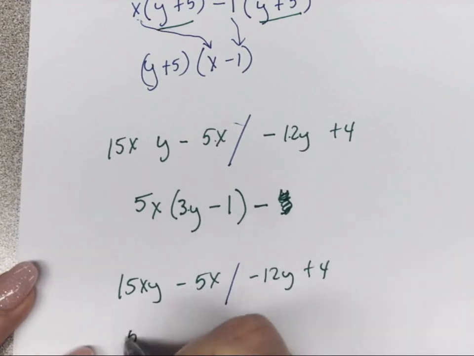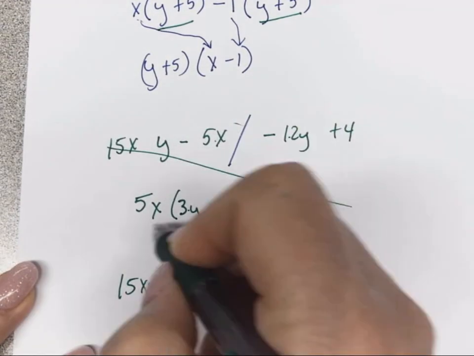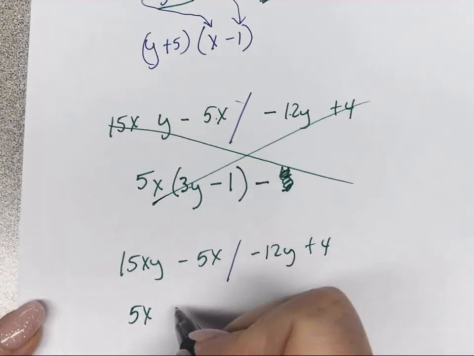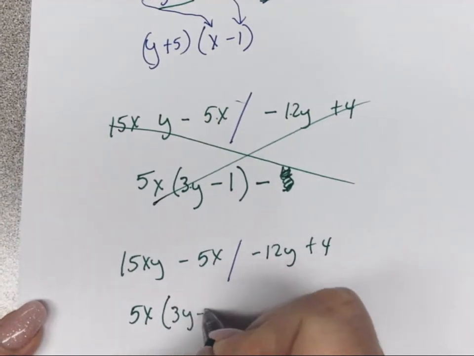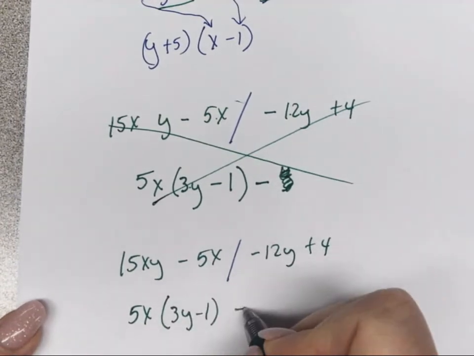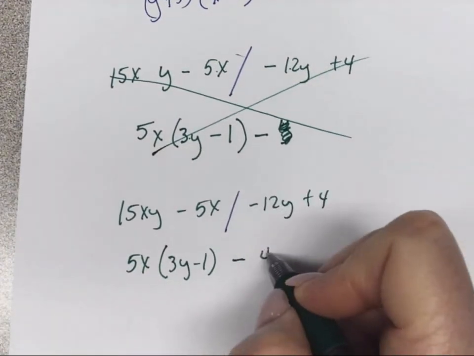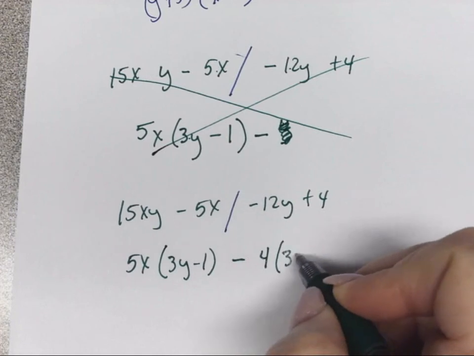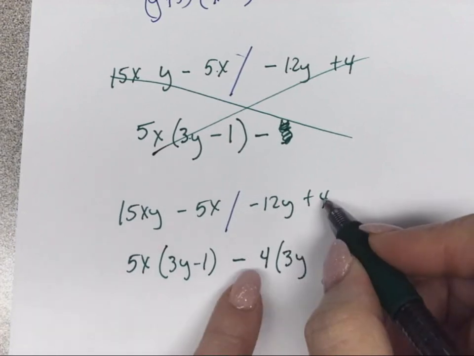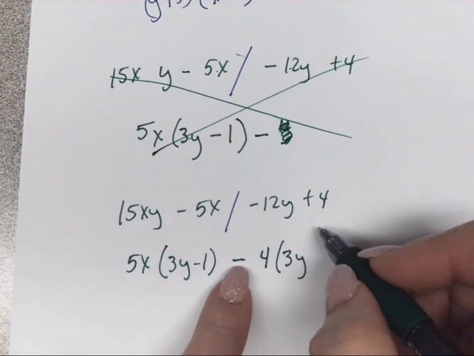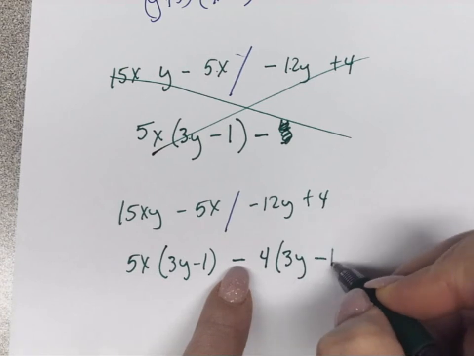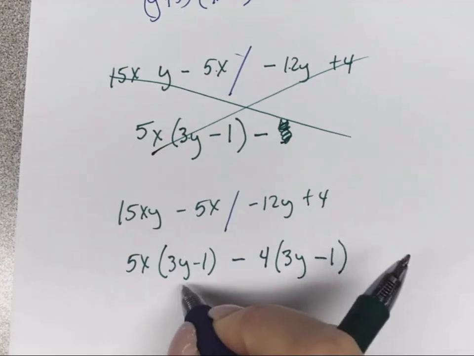All right, so we factored out 5x, and we're going to cross this one out. 5x, and we're left with 3y minus 1. Over here, we pull out that minus sign. Between 12 and 4, we can pull out a 4 and end up with 3y. Positive 4 divided by negative 4 is going to be a negative 1. And notice that they match.